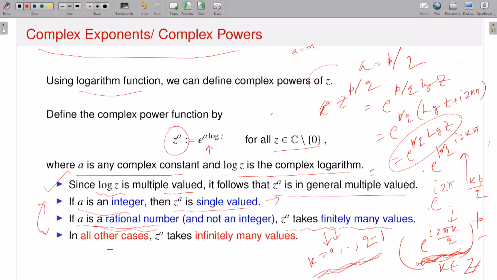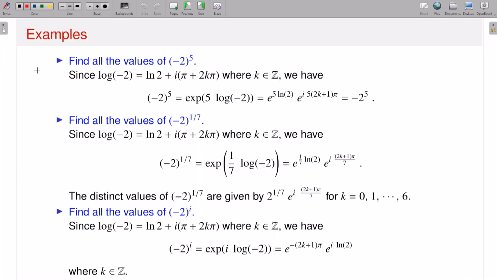But in all other cases, that means if a is neither an integer nor a rational number, it will take infinitely many values. Okay, so these are the examples I have given. For example, minus 2 to the power 5. Since a is an integer, it will give a single value, and it is indeed the case.